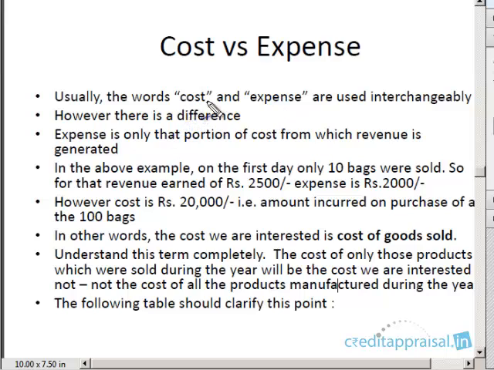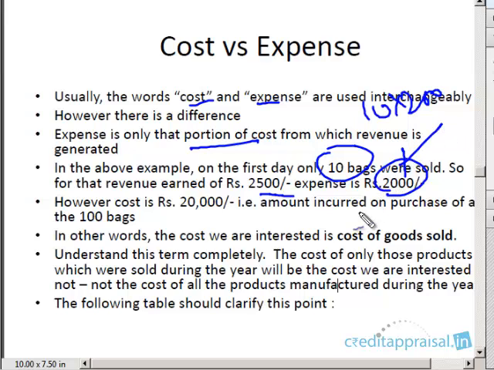Sometimes you find the terms cost and expense being used interchangeably, but there is a difference. Expense is only that portion of cost from which revenue is generated. So in the earlier example, we have sold 10 bags. So the revenue earned is 2,500. For these 10 bags, what is the cost? 2,000, 10 into 200. So only this 2,000 we call expense, whereas the cost is 20,000, right? Because you purchased 100 bags. 100 into 200, 20,000 is the total cost. But expense is only that portion of cost for which revenue is generated. So what we are always interested in is the cost of goods sold.